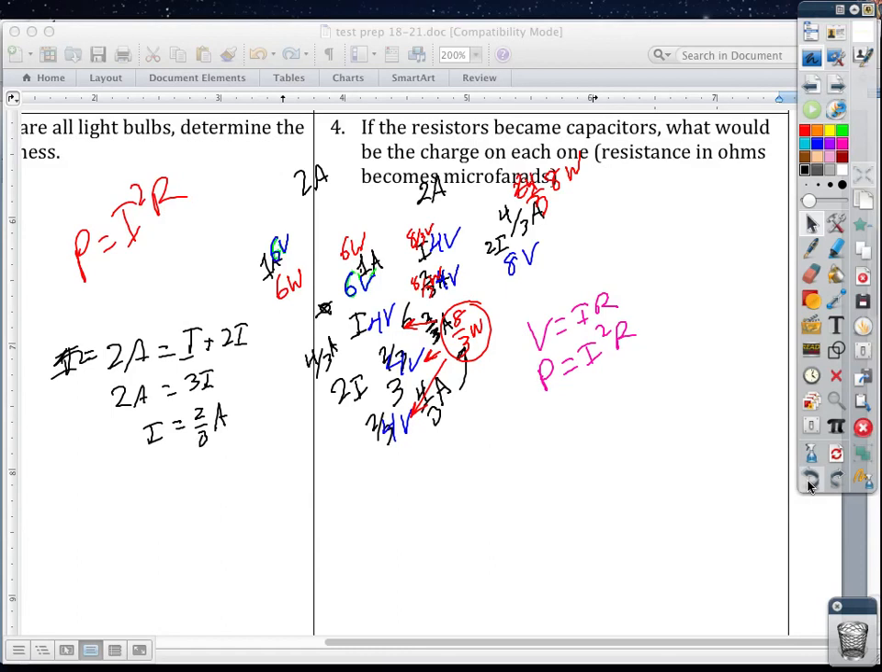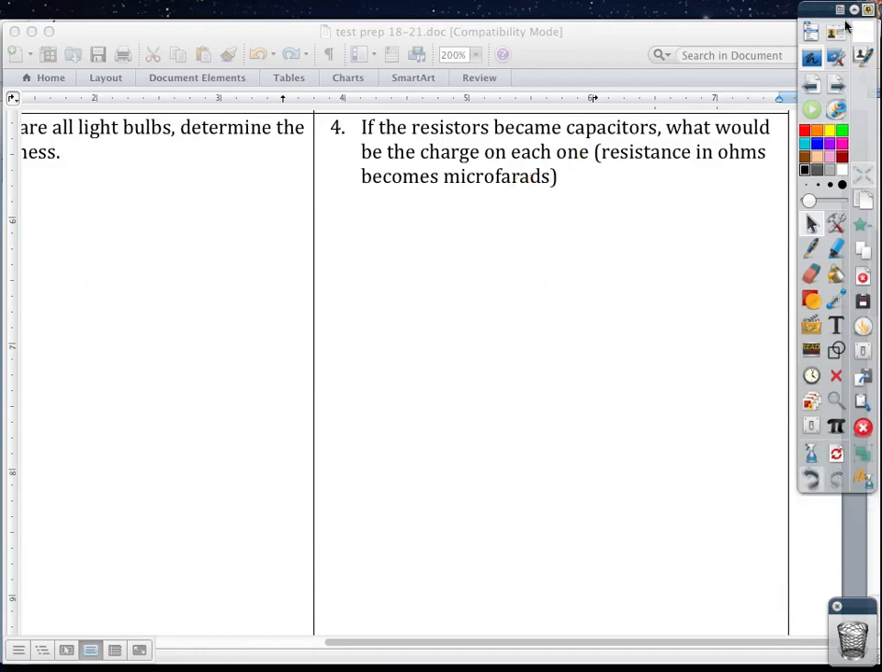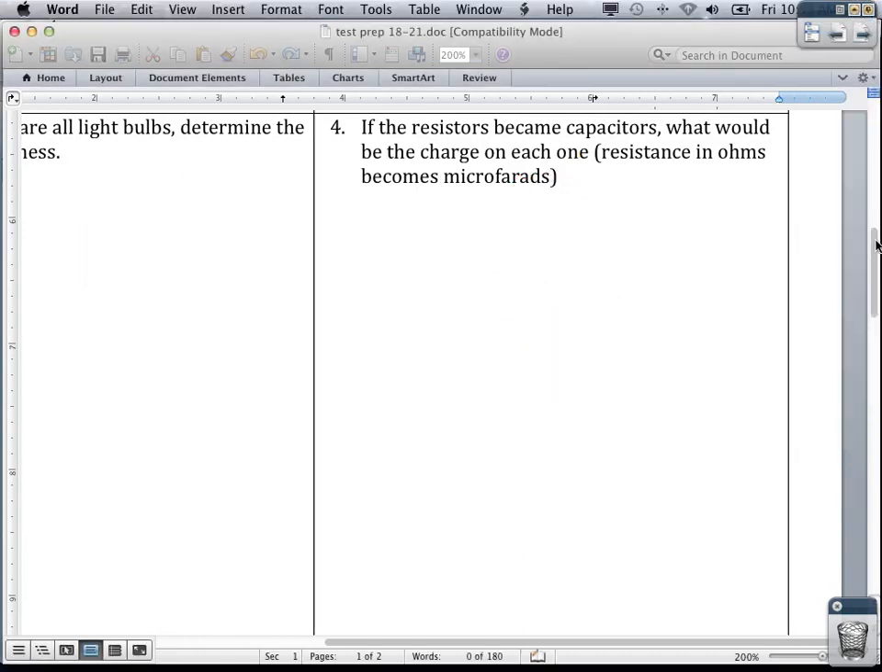Wait, how would you write that on a test? I would write it like this. I write it with my pencil.